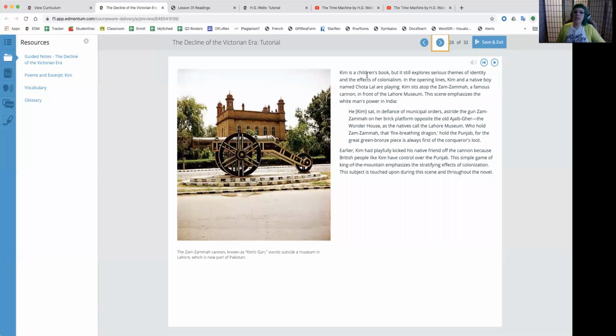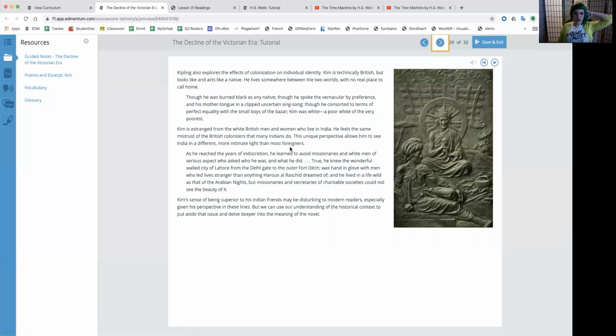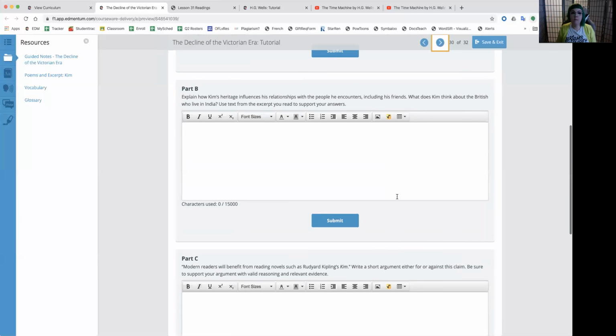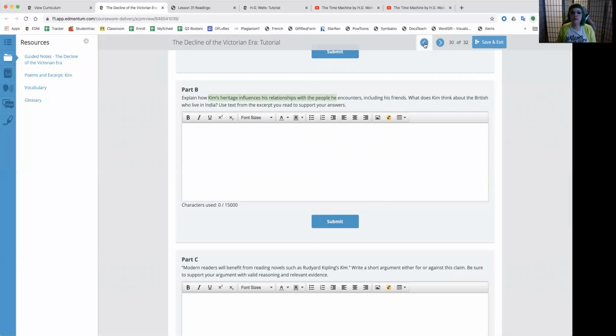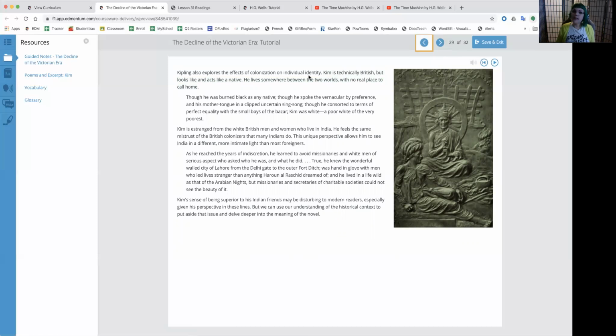Okay, so in the opening lines, Kim and a native boy named Chotalal are playing. They're playing something kind of like King of the Mountain. So I think it pops up here. It's really interesting because Kim is technically British, but he looks and acts like a native Indian child living in this area because he's homeless. So it's really important when we're looking at part B, how does his heritage influence his relationships? Well, he's technically white.